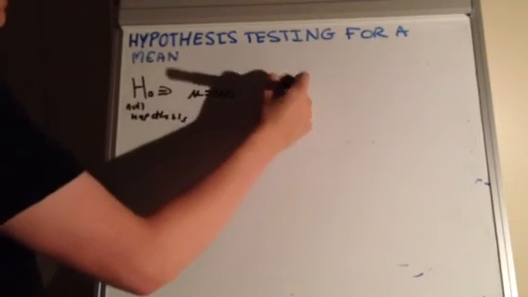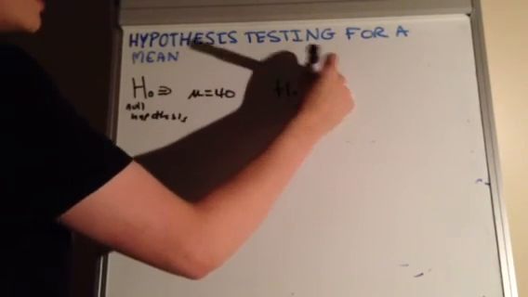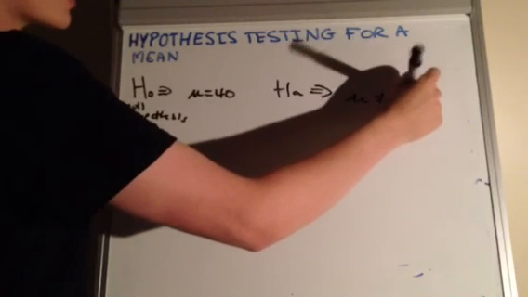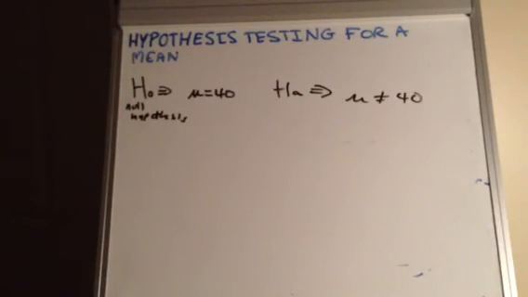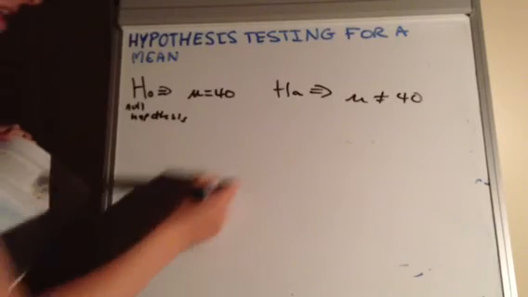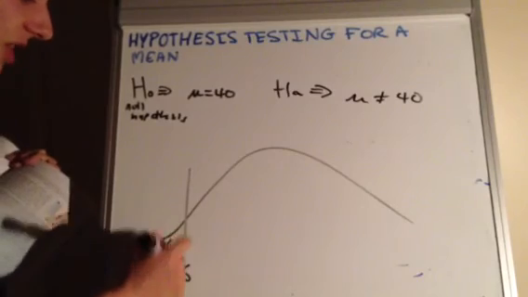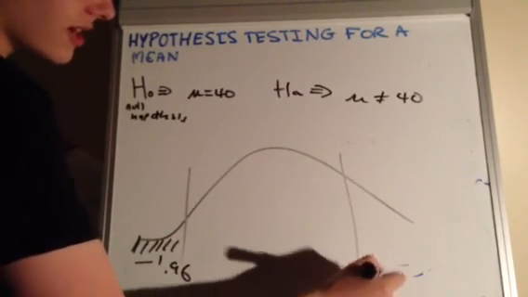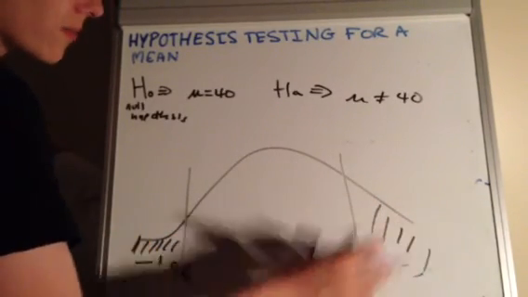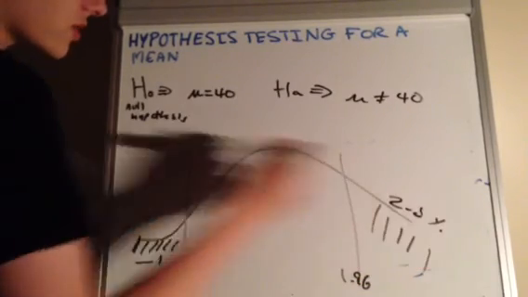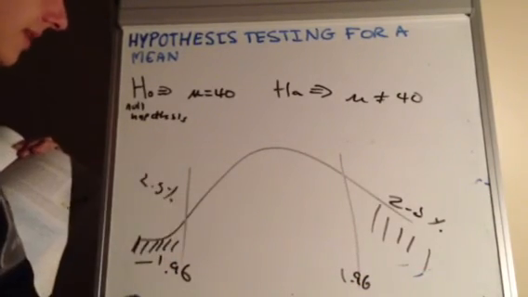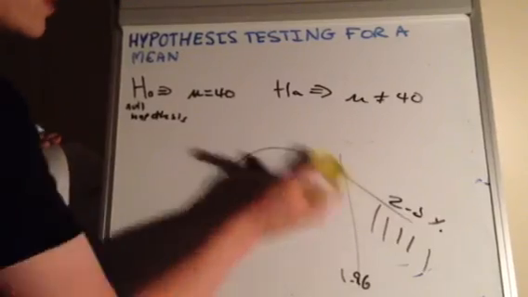So someone's made that claim, and the alternate hypothesis is that mu does not equal 40. But it asks here, for what values of x bar will the null hypothesis be rejected at the 0.05 significance level? So, of course, it means that it's going to have a z-score of less than negative 1.96, or greater than 1.96, and we have 2.5% there and 2.5% there. So that's what it's sort of asking.